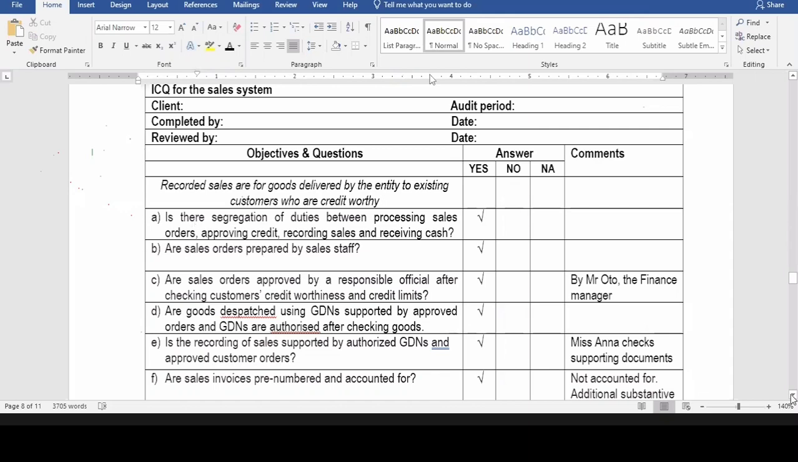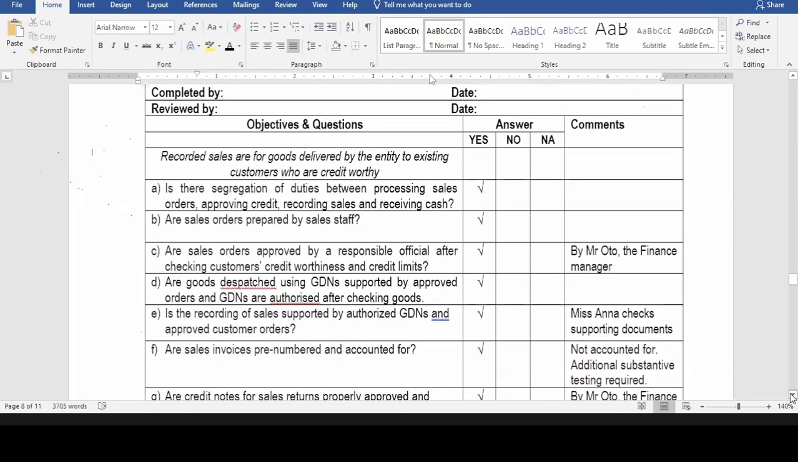These are the controls, these are the questions we have to answer. Is there segregation of duties between processing orders, approving credit, recording sales, and receiving cash? Yes, no, or not applicable. And then we have to put comments explaining the answer given. So this objective is achieved if there is segregation of duties. We are going to see more about this.